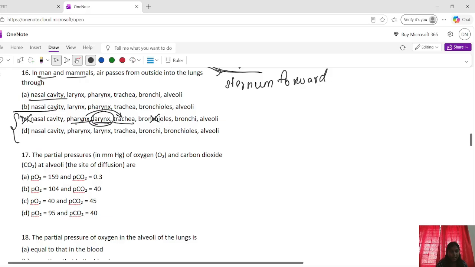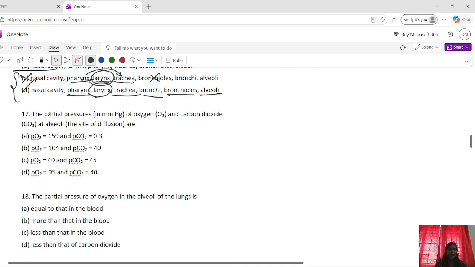And let's take another option. Pharynx to trachea through larynx, and then to bronchi and bronchioles to alveoli. Is this option correct? Yes. So 16D is the answer.